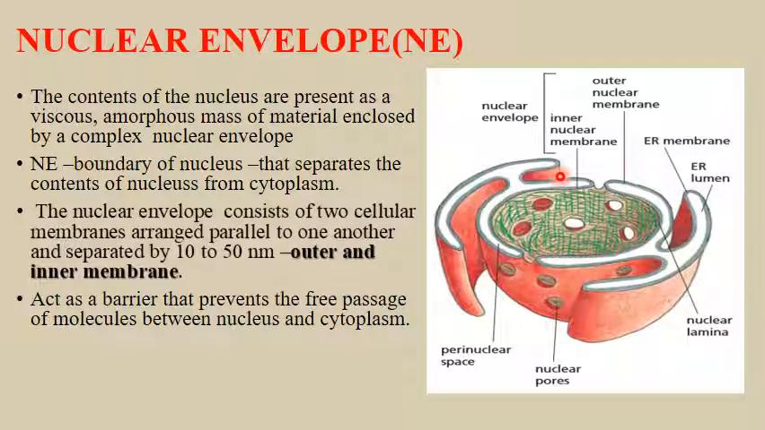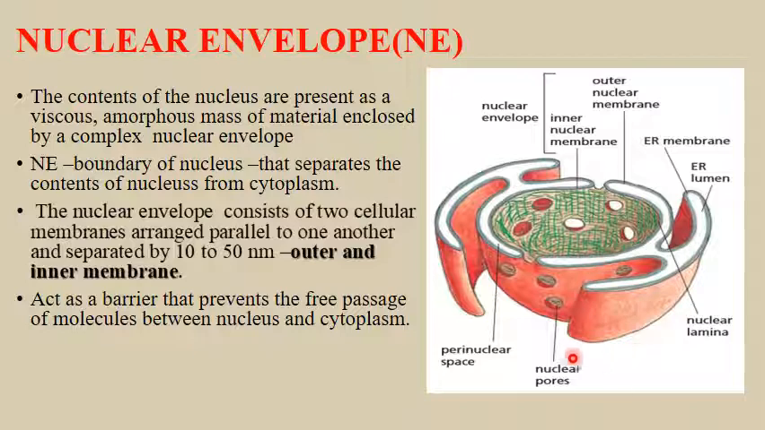So what is the nuclear envelope? It is the boundary of the nucleus, right? And that will separate the contents of the nucleus from the cytoplasm. If there is no nuclear envelope, what will happen? The contents of the nucleus and the cytoplasm will get mixed. So this nuclear envelope gives a boundary to the nucleus for separating the contents of the nucleus from the cytoplasm.